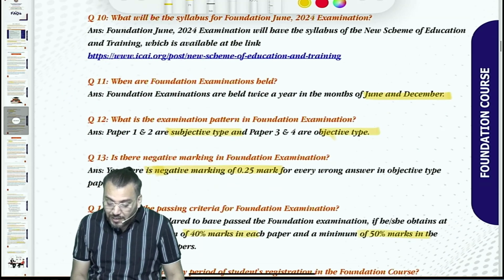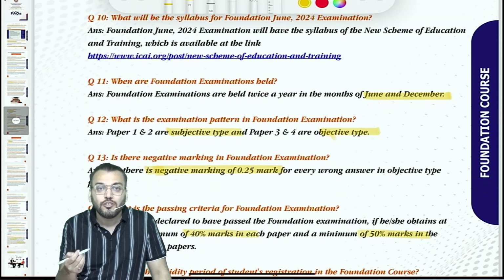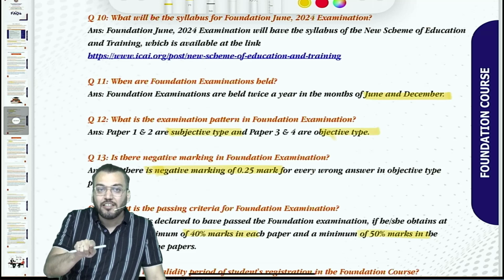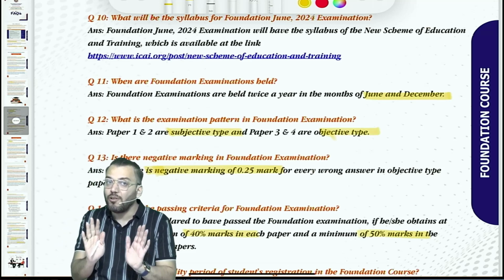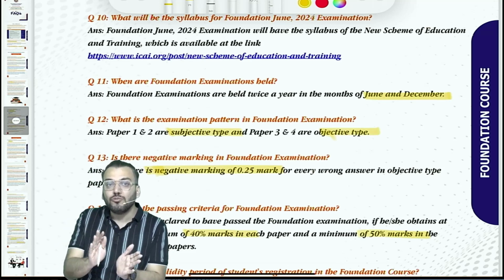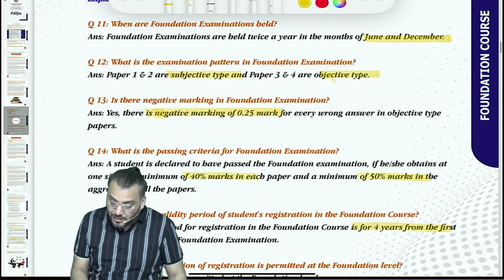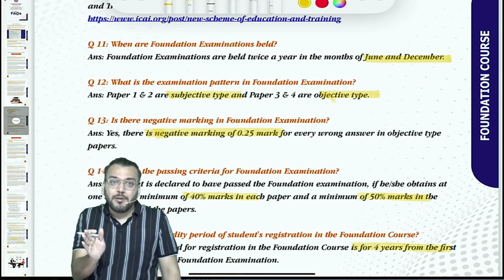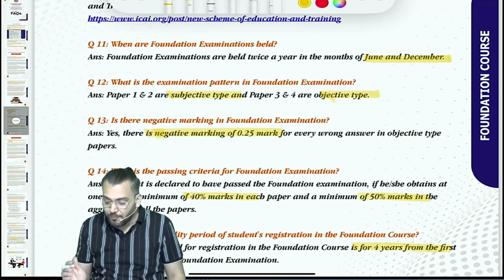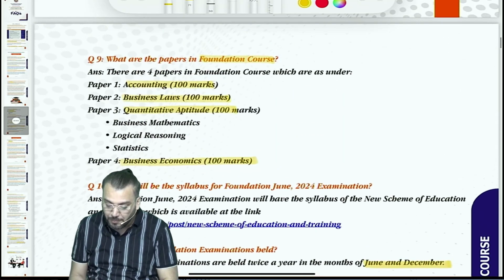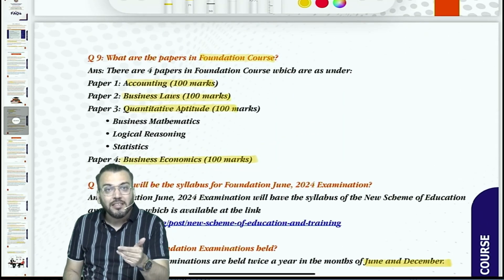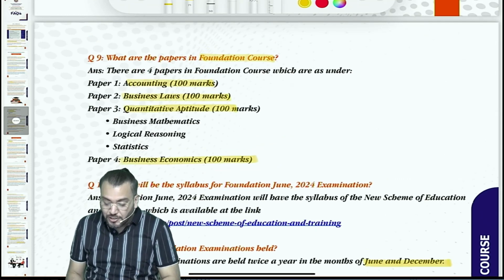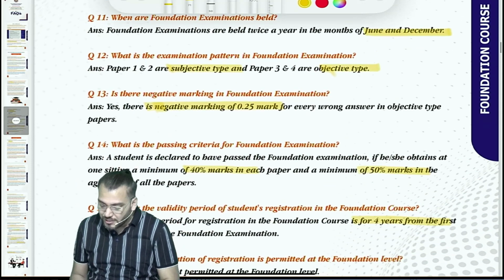Now, when is the Foundation examination going to be held? It is going to be held two times a year, in June and December. So now it is fixed that the Foundation examination will be held every year in June and December. Is there any MCQ-based paper? Paper 1 and paper 2 will be descriptive, and paper 3 and paper 4 will be objective type. So Accounting and Business Law are subjective descriptive, and Quantitative Aptitude and Business Economics are objective type.